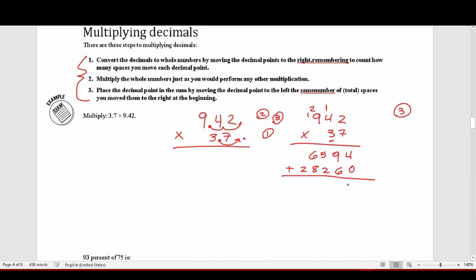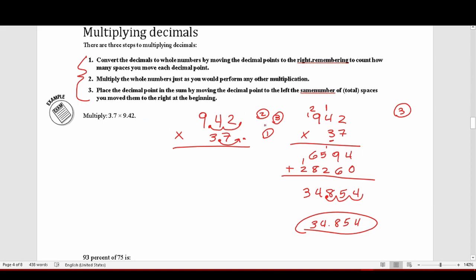Let's add. 0 plus 4 is 4. 9 plus 6 is 15. Carry the 1. 5 plus 2 is 7, plus 1 is 8. 6 plus 8 is 14. Carry the 1. 2 plus 1 is 3. We're not done. We have to add our 3 decimal places back in, so we'll go 1, 2, 3. So this is 34.854.